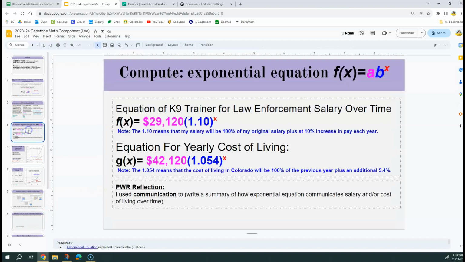All right, and then once again, I am headed back to the compute slide to get my equation for the cost of living. So 42,120 times the quantity of 1.054, and then our x, our power of, will change as we do the different calculations for the 3 different years we've selected. So once again, that cost of living, the 1 stands for 100% of the previous cost of living, plus the increase of about 5.4%.